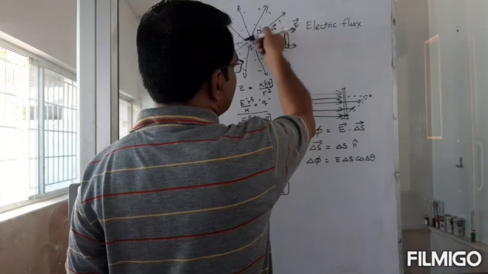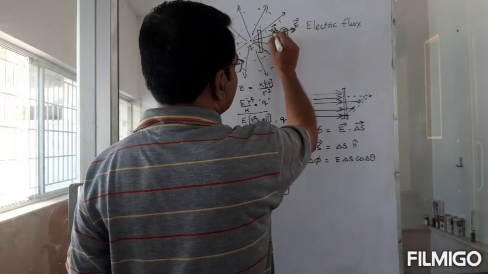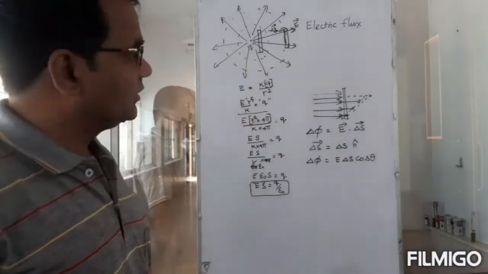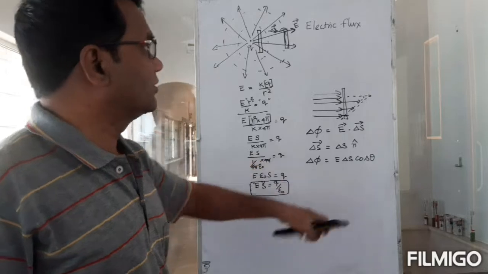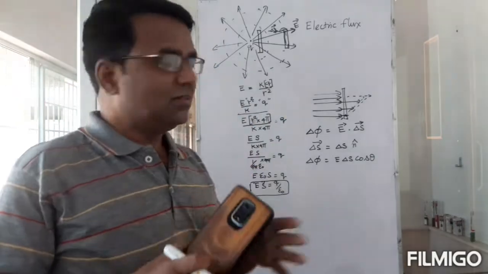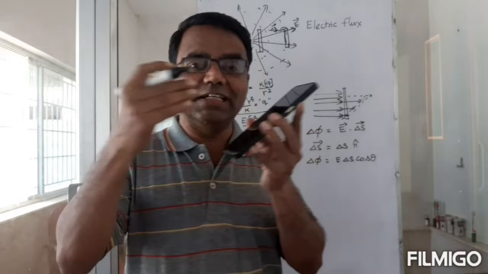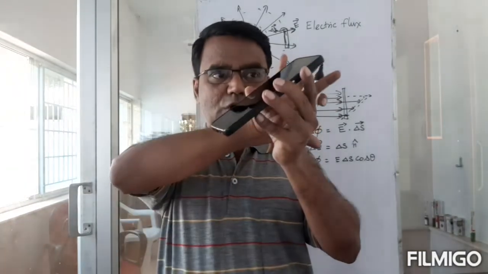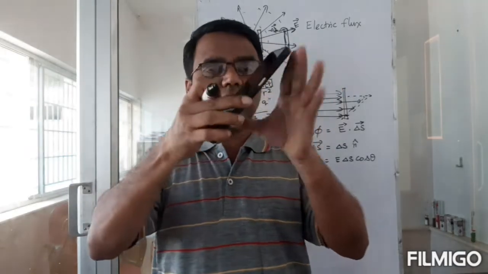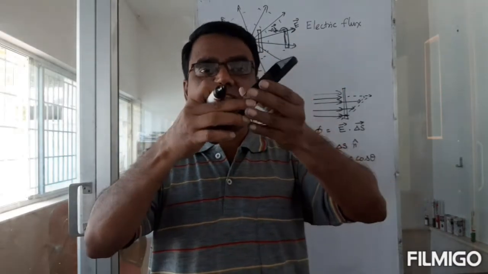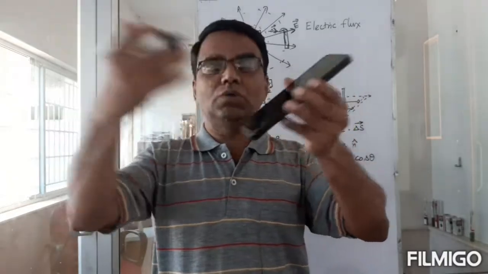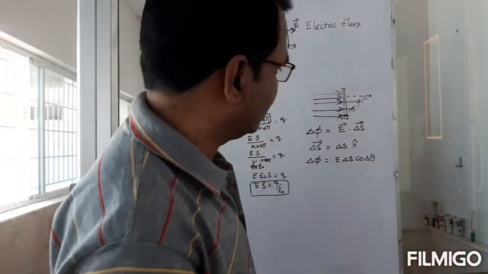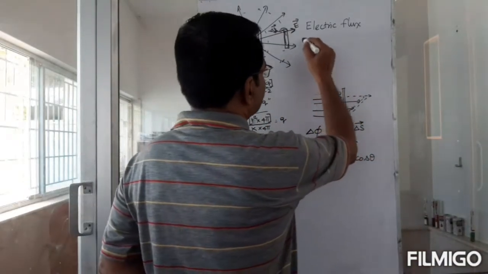And delta S would be in this direction. So notice that there would be an angle between the two vectors. And if I do a cos theta of it, then it will give me the amount of lines which go through it, because it will give me only that part of the area which will allow the electric field lines to go through. Okay. Let me try to explain it a little more. Think about it this way.